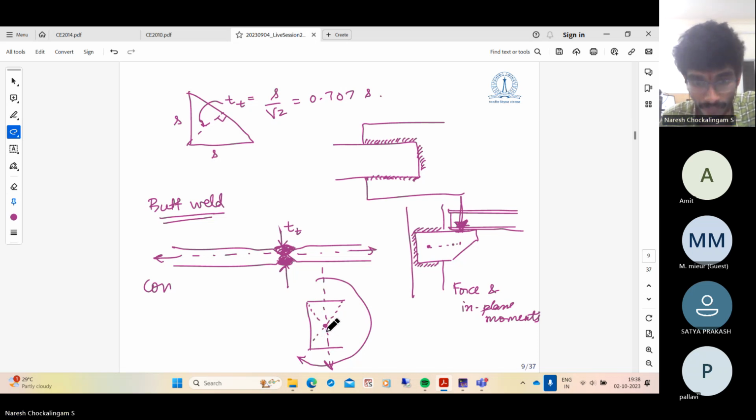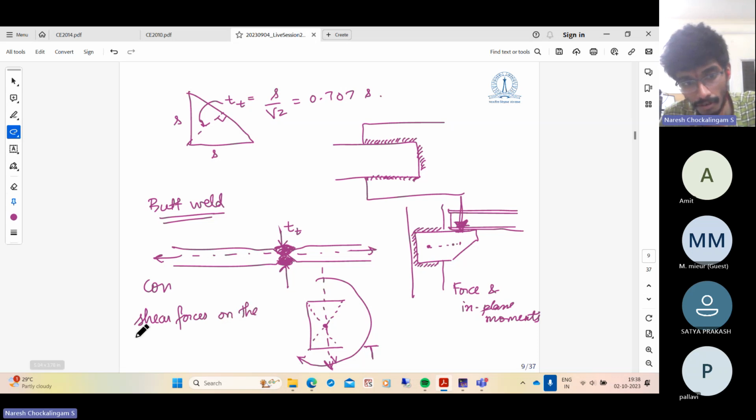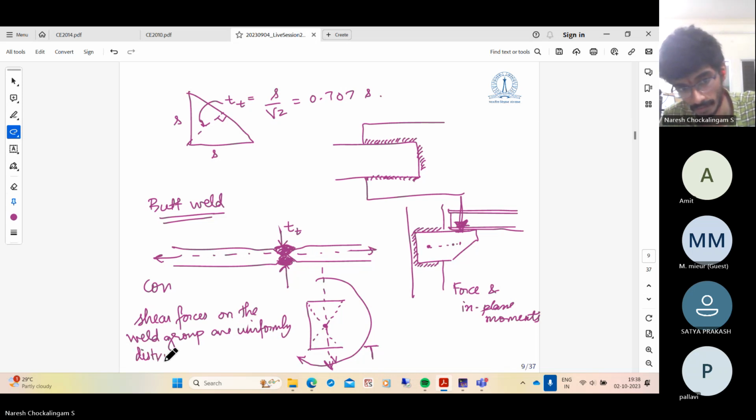So if the total in-plane moment, the twisting moment, is T, and the total in-plane shear is V, we assume that the entire area of the weld group is equally stressed under the shear force. So shear forces on the weld group are uniformly distributed. So this is one assumption. Strictly speaking, that is not true, but we don't have any other option.